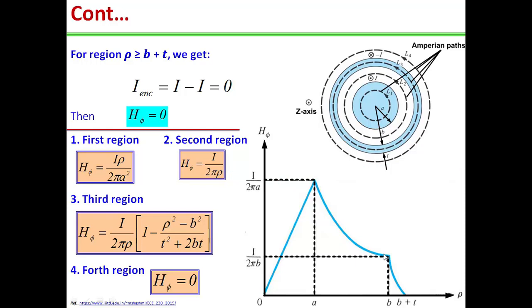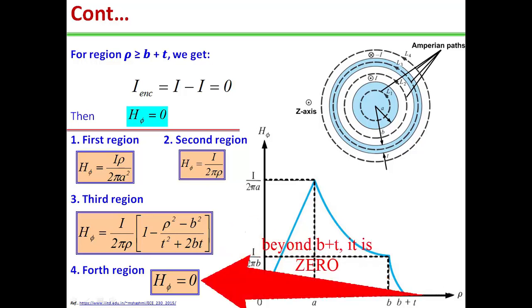And for the third region, where rho varies from b to b plus t, we will have H phi equal to I divided by 2 pi rho times (1 minus (rho squared minus b squared) divided by (t squared plus 2bt)), and this also has a decreasing nature of H phi with rho. So here we have the plot for this region as H phi decreasing with rho. And for the fourth region, that means beyond b plus t, we will have H phi as 0.